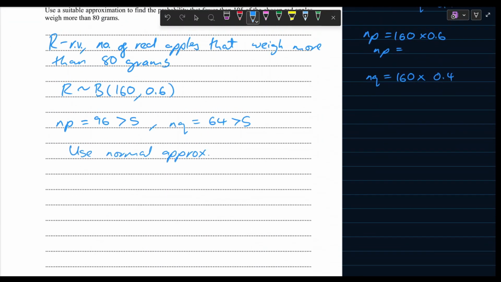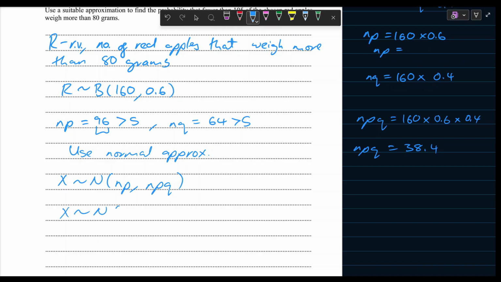And when we do this, our X follows a normal distribution with the mean being NP and the variance being NPQ. Mean we already calculated to be 96. We need to find NPQ. NPQ is 160 times 0.6 times 0.4. This gives us 38.4. So it means X follows a normal distribution with mean 96 and variance 38.4.